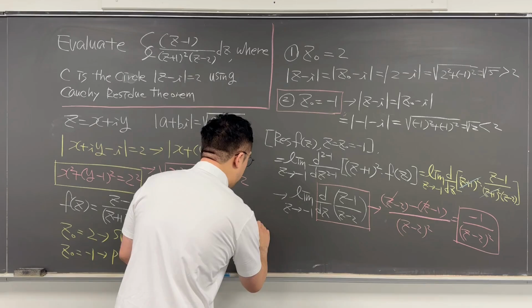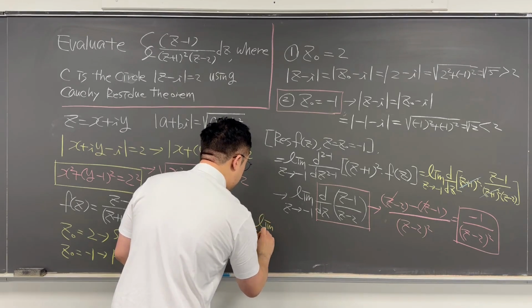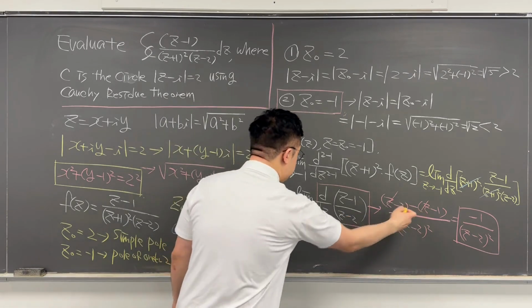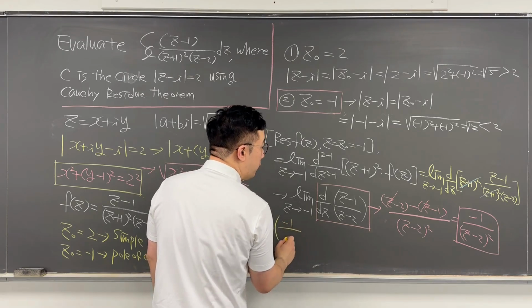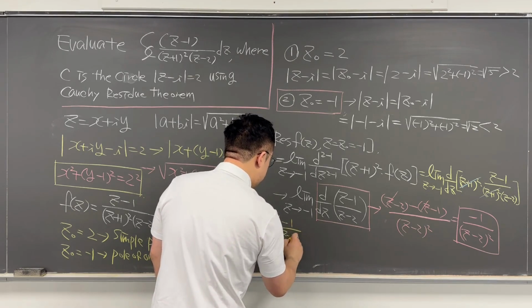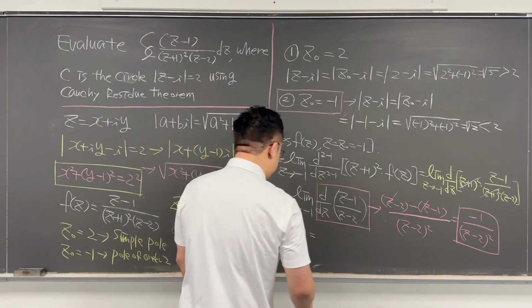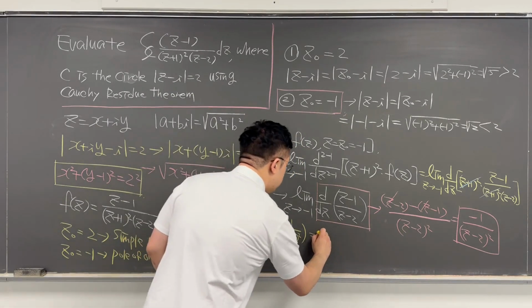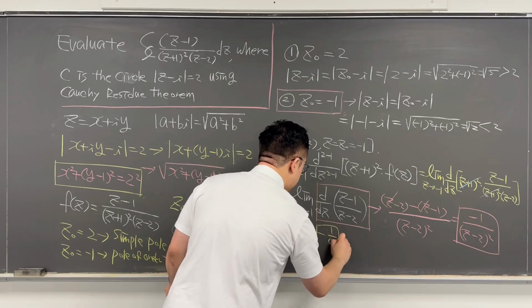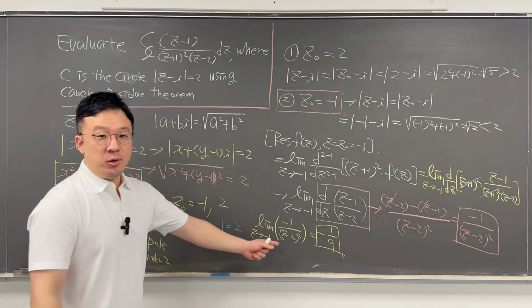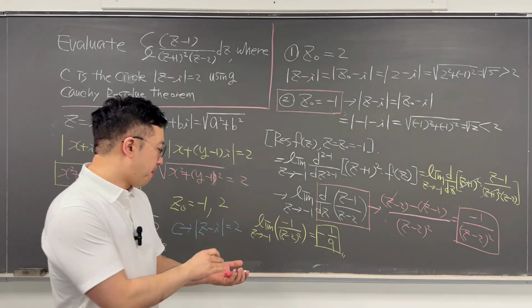So eventually, we need to work on the limit as z goes to -1 of this whole thing, -1 over (z minus 2) squared. Plug in -1 for z, then this is equal to -1 over 9. This is the one and only residue that we need to consider.